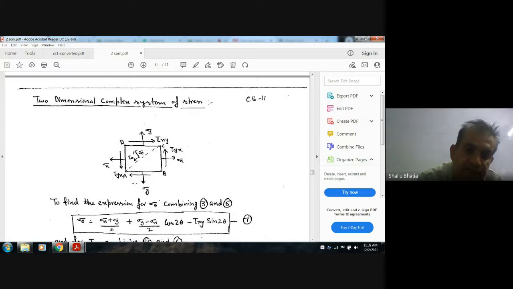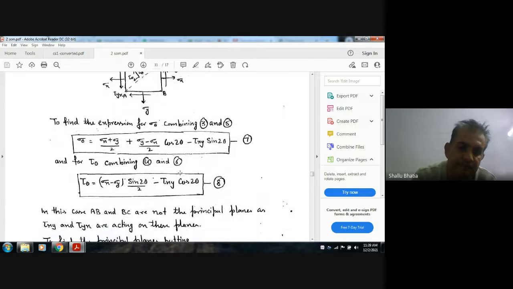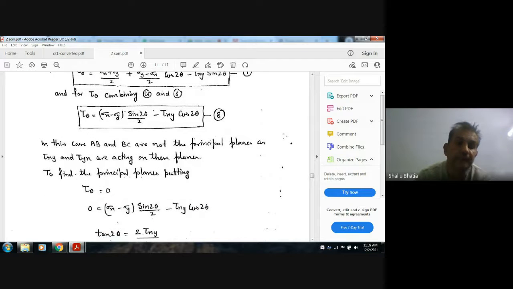In the previous case, in the biaxial case, the sigma y is only acting on the plane AB, and sigma x is acting on plane BC. So BC and AB are not the principal plane in this case. But there exists a principal plane. So we can find out the principal plane by the definition of the principal plane. The definition of the principal plane is the plane of zero shear stress.